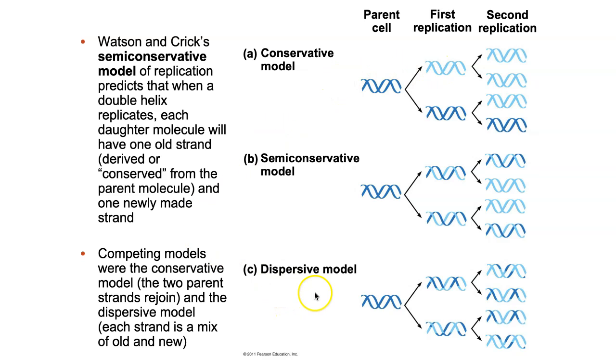And in the dispersive model, they thought maybe there were somehow pieces that were cut off and replicated and then pieced back together so that the daughter strands were sort of a mix, a mosaic of both conservative, the parent molecule, and new molecules. So we know that neither A nor C is correct. The semi-conservative model is the one that is correct for DNA replication.